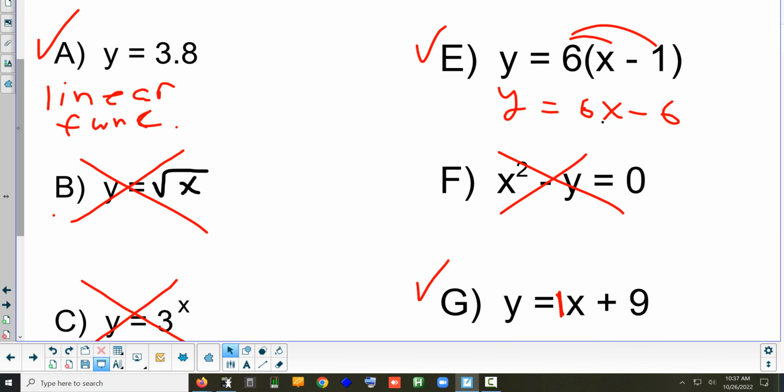All right, so that's an idea of how you can tell. That takes a little practice to get good at. So we'll practice some more of those in the warm-up or when we go over homework.